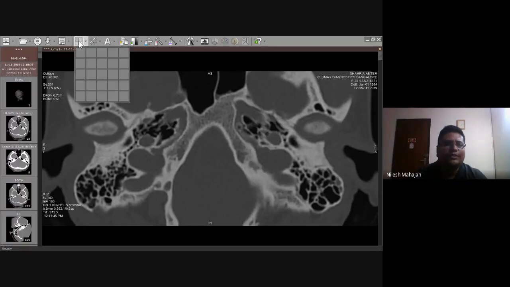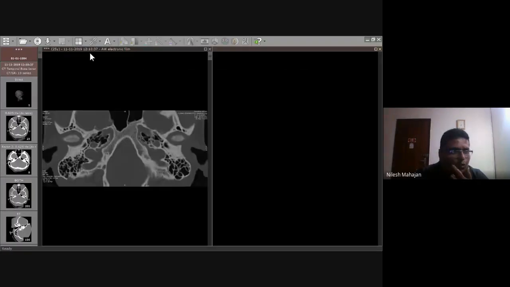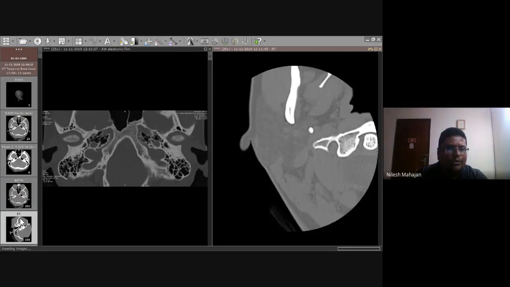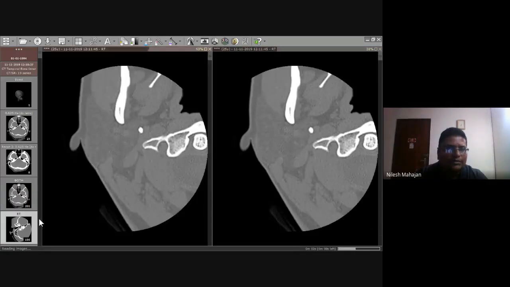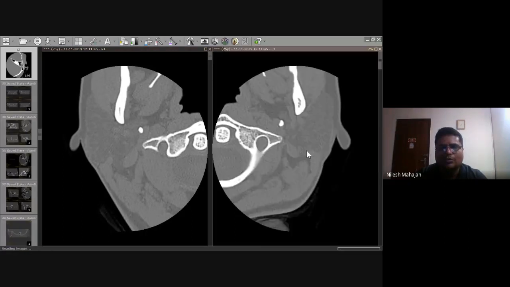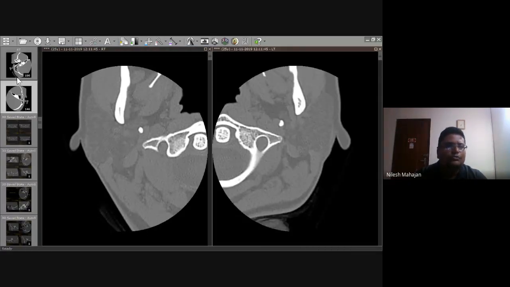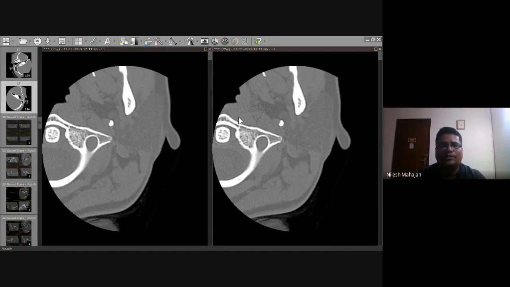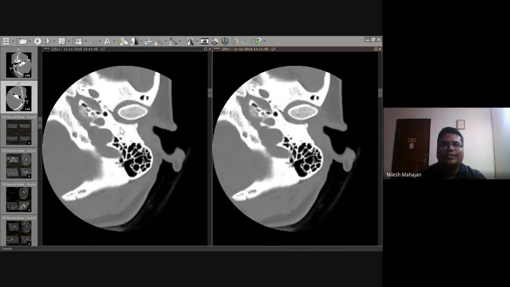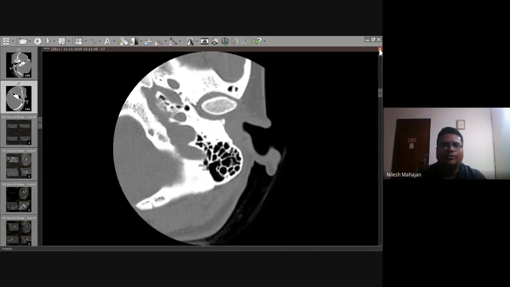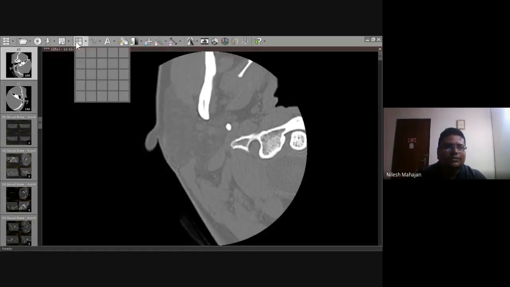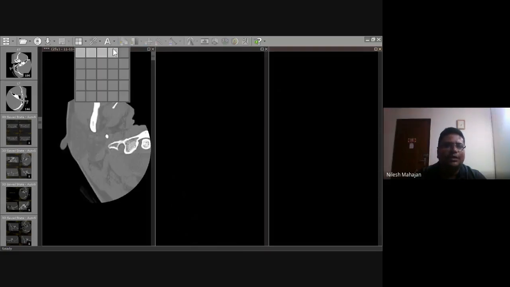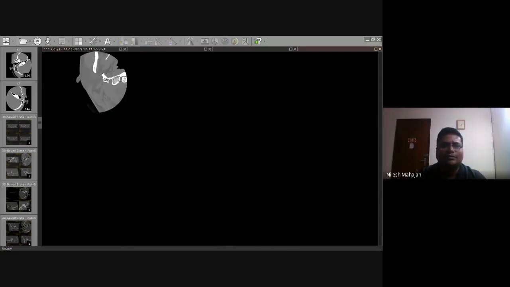Then if you want to split your screen, you can split like this. You have to select. Now I am selecting 2. Suppose I want to see the right temporal bone as well as the left temporal bone. What you need to do is just bring this right temporal bone here and leave it. Bring this left temporal bone here and leave it. Both temporal bones you can see simultaneously. If you don't want, you can close one. So you can split the screen into multiple views. As many as you want, you can split.